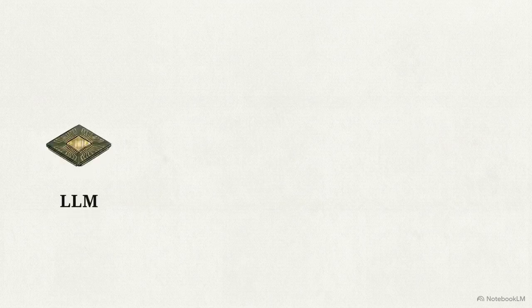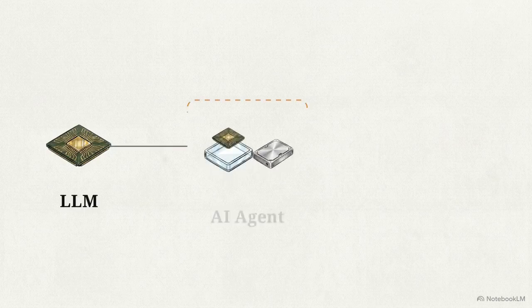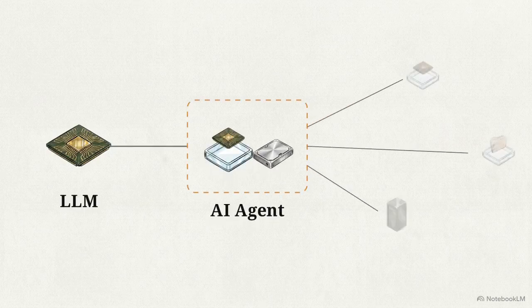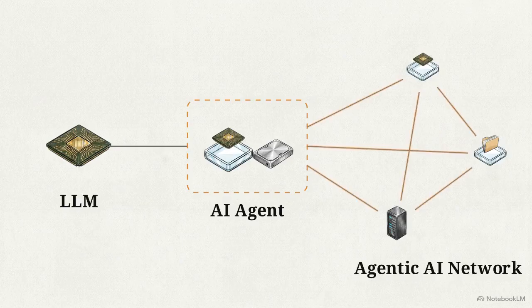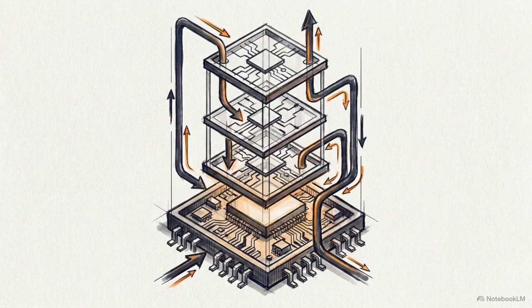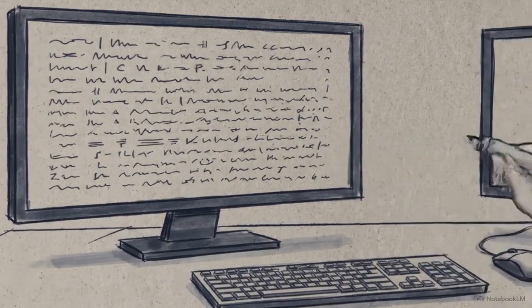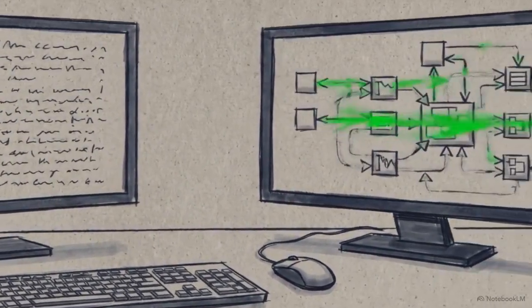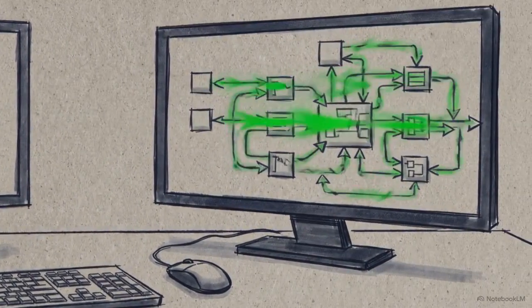To solve this, we must change the architecture. We are going to map the precise technical progression from a basic large language model to a specialized AI agent, and finally, to a fully autonomous agentic AI network. We will build this infrastructure from first principles. By isolating the exact computational layers added at each step, we can observe exactly how these systems gain their autonomy. Understanding the structural evolution is the only way to bridge the gap between predictive text and real-world software automation.